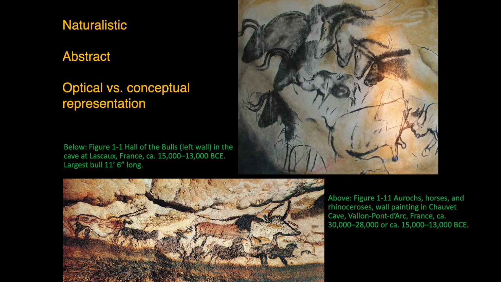Optical is something seen from a fixed viewpoint. Conceptual is the representation of the fundamental distinguishing properties of a person or subject, not the way a figure or object appears in space and light at a specific moment.